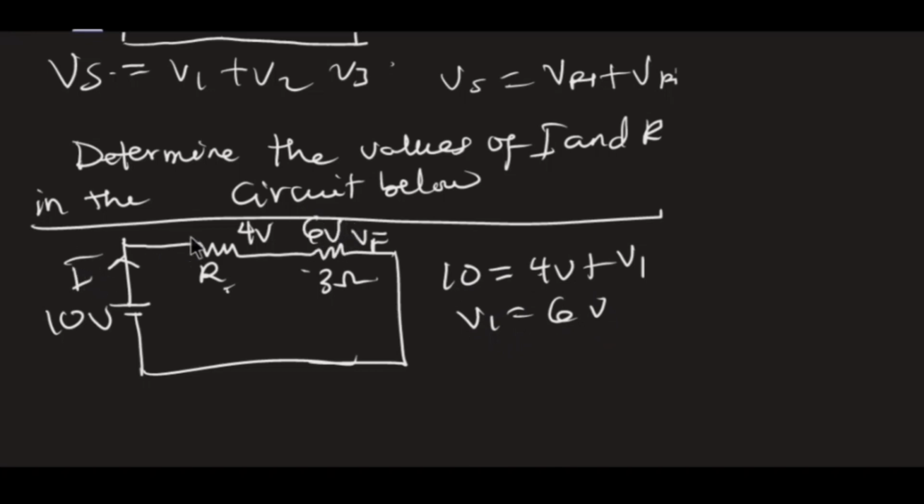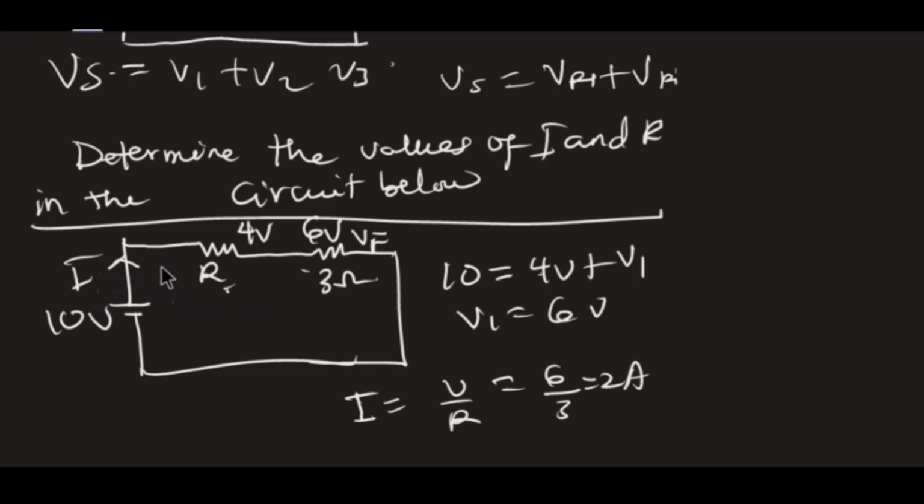The current passing through, I, how do I get it? We know that since they are in series connection, the same current will flow through them. Hence, I will be equal to voltage over resistance. I know the voltage of this, I know the resistance. So this is 6 over 3, and that is 2 amperes. So 2 amperes is flowing through all of this.